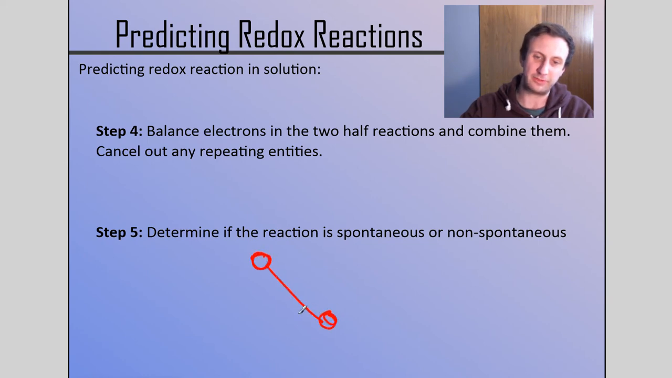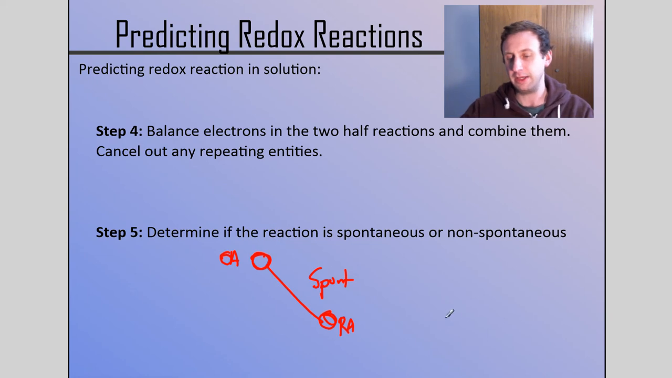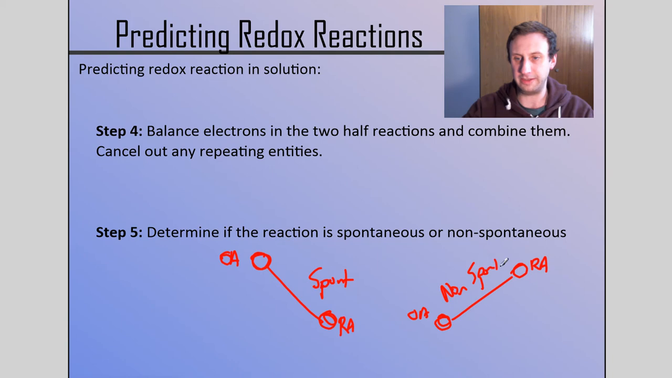OA is compared to the RA, right? So if the OA is above the RA, then that means it's spontaneous. Hooray! Because it's downhill. If the OA is below the RA, so if this is my OA and this is my RA, and it's below, then this is non-spontaneous. So it does not happen. And then we would write that down. We would make sure that we note that.